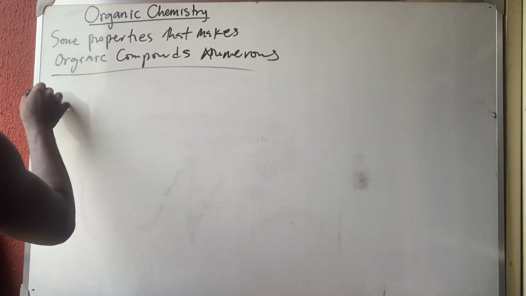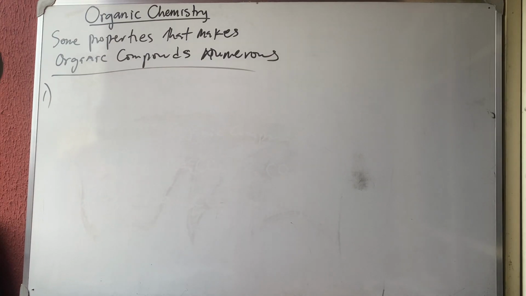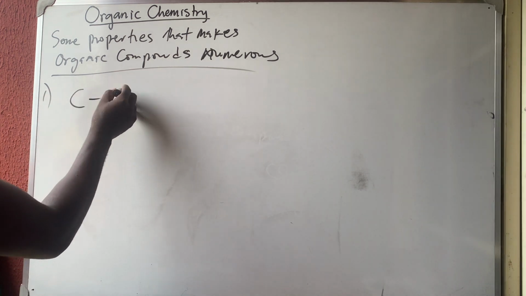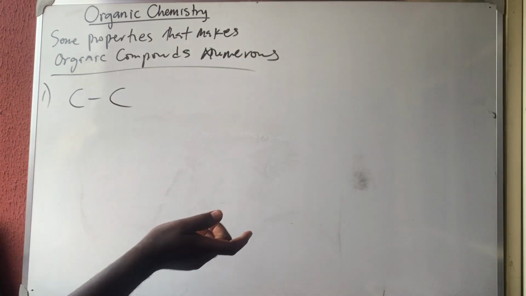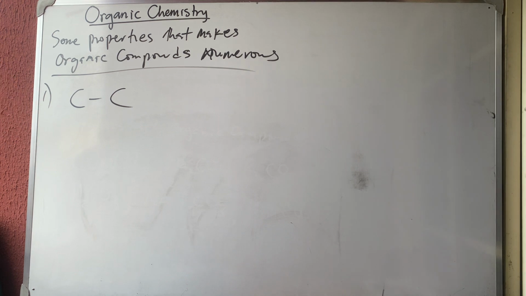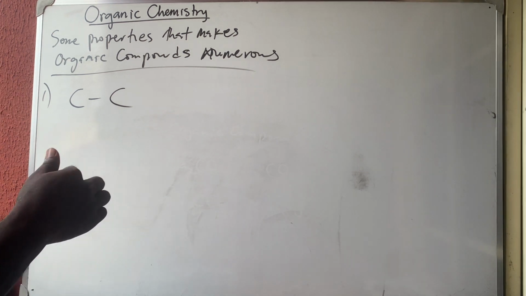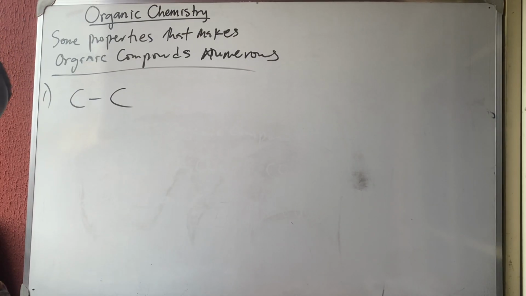The first property that makes them numerous is that carbon atoms have the exceptional ability to carbonate. That is, they form carbon to carbon chains, and you can form as many as you can. So that is one of the reasons that makes it numerous. Carbonation is simply the ability for carbon to combine with itself, forming straight chains, branch chains, or ring carbon.